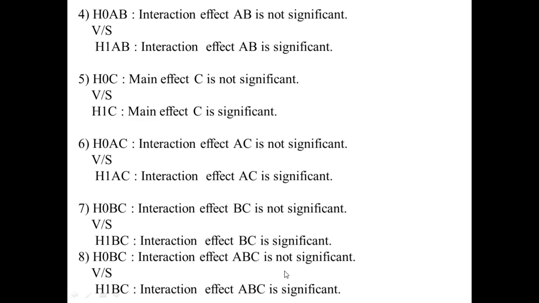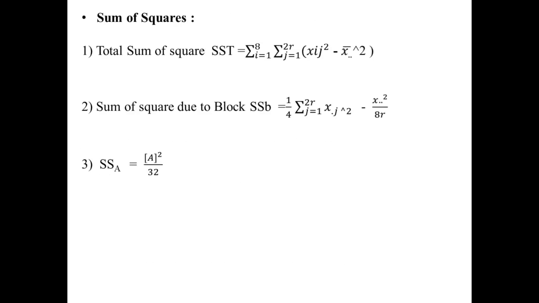But in partial confounding, in the replication in which we confound that effect, only there we lose information about that interaction effect. But in other replications we get information about that effect. So in partial confounding, information about that particular effect is present, it is not deleted completely. So here we have sum of squares.